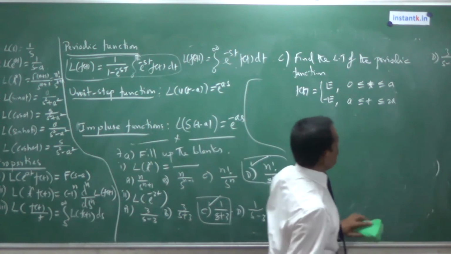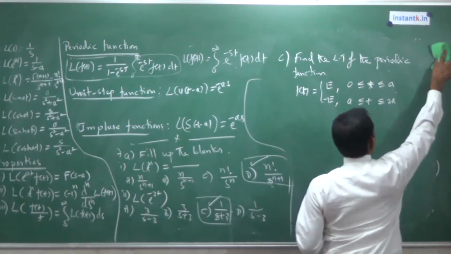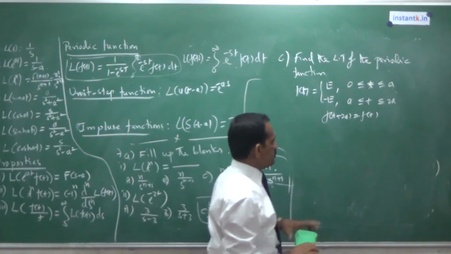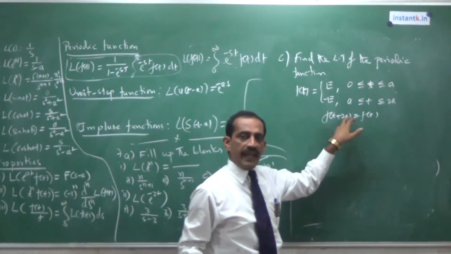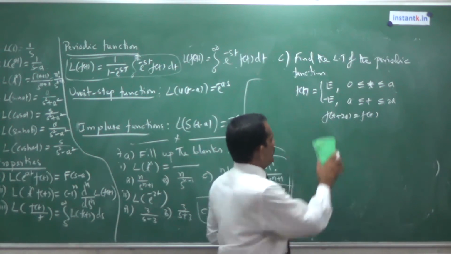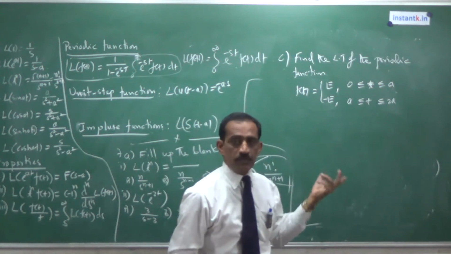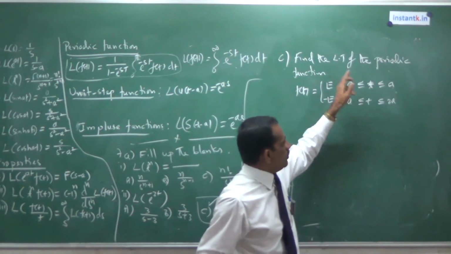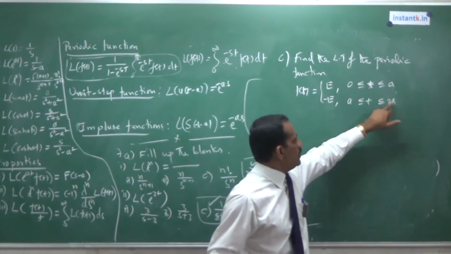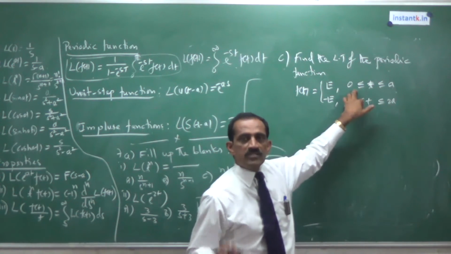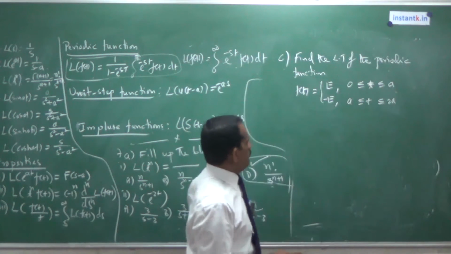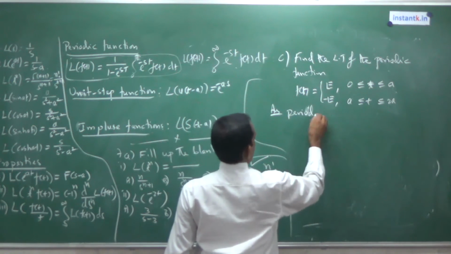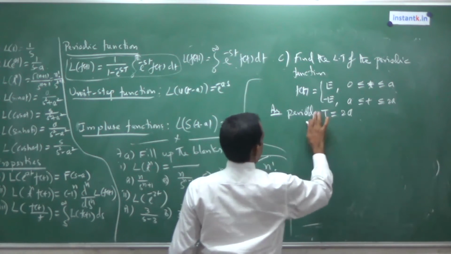Here it is given that it is a periodic function, but it's not mentioned directly. They give this condition, that is f(t + 2a) = f(t). From this you have to understand that it is a periodic function with the period capital T equal to 2a. Now, how to get the period? Period means the length of the interval where it is defined, starting from 0 and going to 2a. The length of the interval is 2a minus 0, which means 2a. So that is the period. The period of this function is capital T equal to 2a.